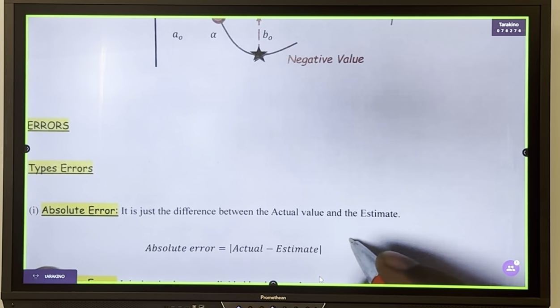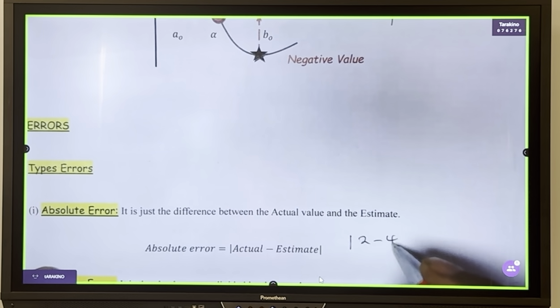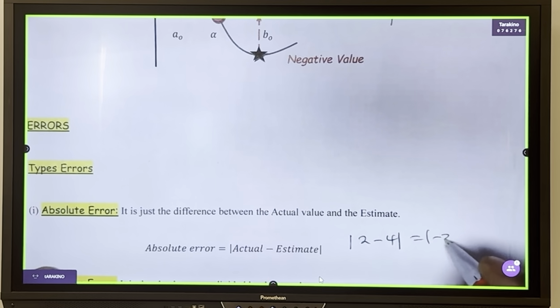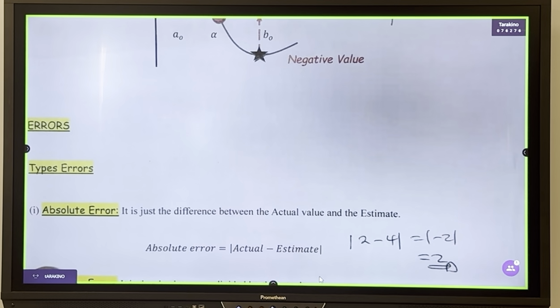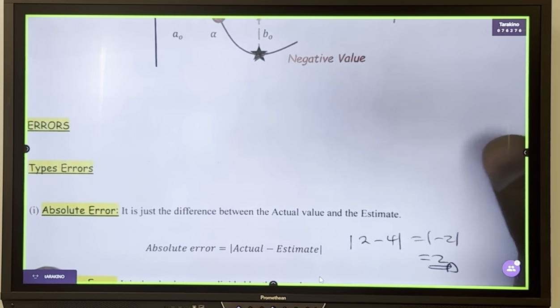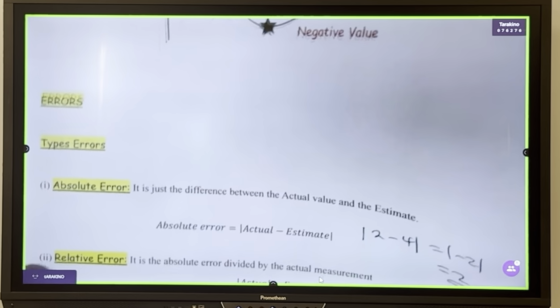So for example, if it's like 2 minus 4, right? We are going to get negative 2, but the error is always 2 because it's the absolute, the positive. We consider the positive, right? That's the meaning of these absolute signs, right? Then we have the relative error.